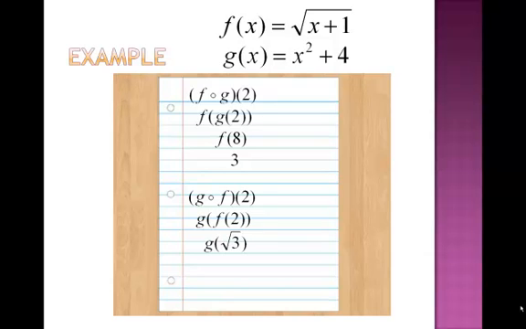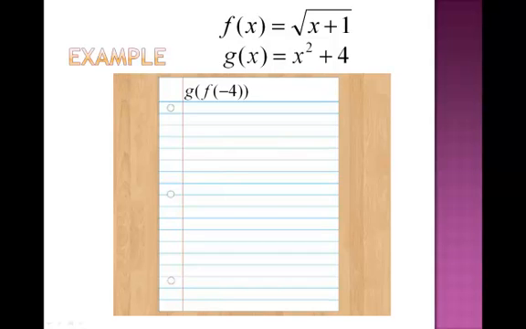And then that becomes the new input that we go ahead and we put into g. So I take the square root of 3 and I square it, I get 3, and add it to 4, and I get a 7. So altogether, this says that when I put 2 as my input into g of f, I get an output of 7.